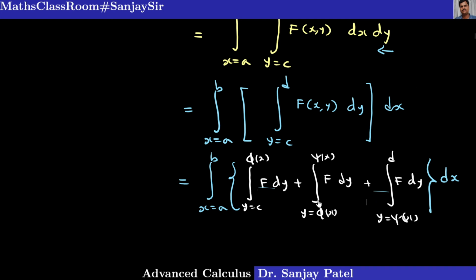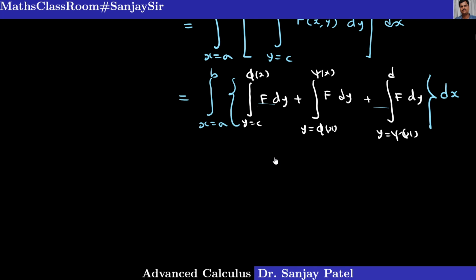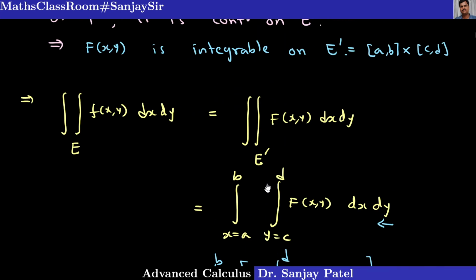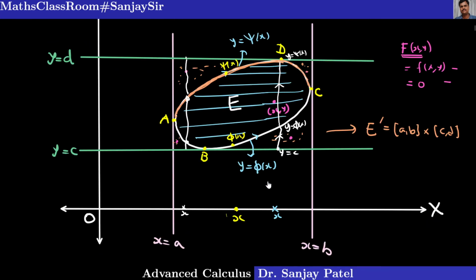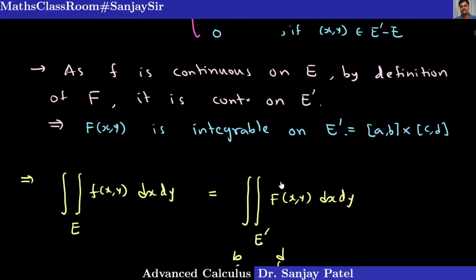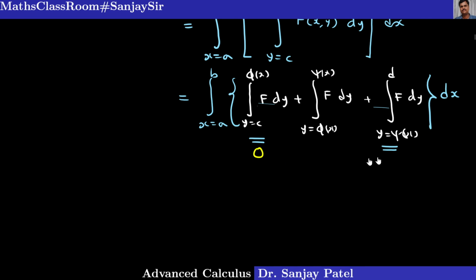And you know very well that the function capital F is 0 at these points between y equal to c to phi x and y is equal to psi x to d. The function capital F is 0 because c to phi x is this region where the function is 0. Here the function is 0, and from psi x to d means this region. In psi x to d also the function is 0. So at all these points the function capital F is 0. So these two integrals are 0. So this is 0 and this is also 0.